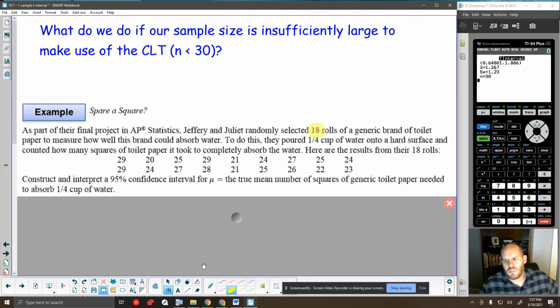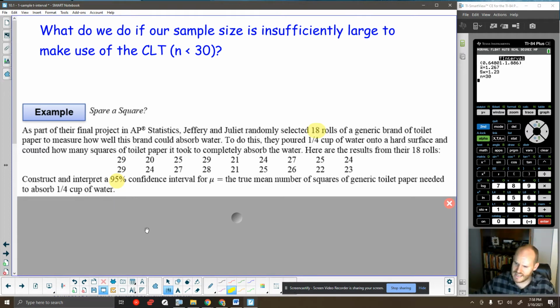In this question, as part of their final AP project in AP Statistics, Jeff and Juliet randomly selected 18 rolls of generic brand toilet paper and measured how well this brand could absorb water. To do this, they poured a quarter cup of water onto a hard surface and then counted how many squares of toilet paper it took to completely absorb that quarter cup. These are the results from the 18 rolls. I want to construct and interpret a 95% confidence interval for the true mean number of squares of generic toilet paper needed to absorb the water. So that is my parameter. It's already defined for me.